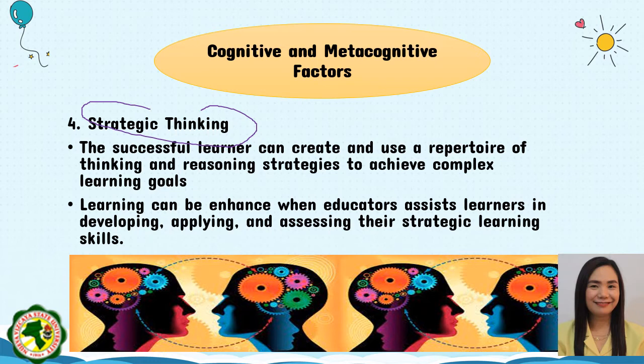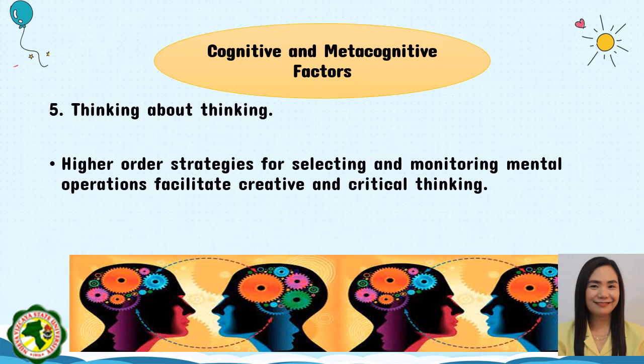So you always think that, oh, I am a learner and I can think strategically. I have my ways and I can do it. Okay? So that's the meaning of the fourth principle. Next one. The fifth principle is thinking about thinking. So I've already discussed this with you in the metacognition video. This is the metacognition that we have been talking about. So this was the subject actually in our first video. So higher order strategies for selecting and monitoring mental operations facilitate creative and critical thinking.